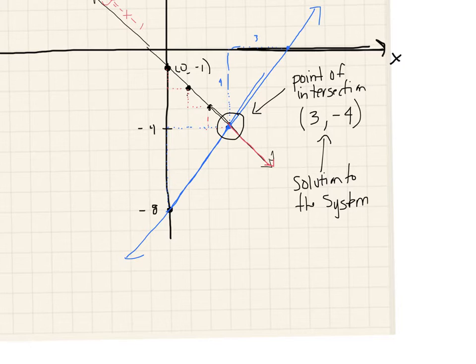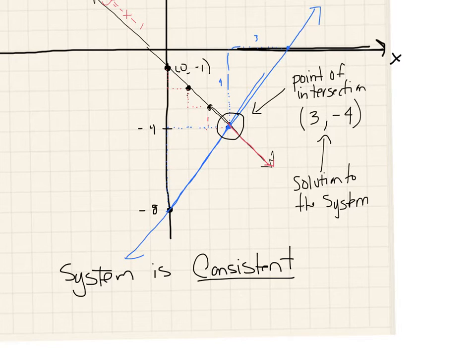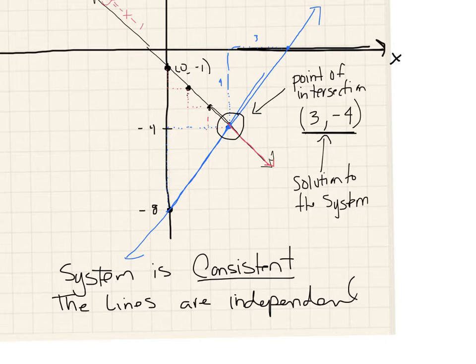Since we have a solution, our system is consistent, because that means you have at least one solution. Well, it's right there. There's our solution. And are these lines independent or dependent? Well, if we look again at the diagram I constructed, you will notice that they're independent, because they intersect at one point. So you have to say the lines are independent. Okay, and this is important. You have to say the lines.